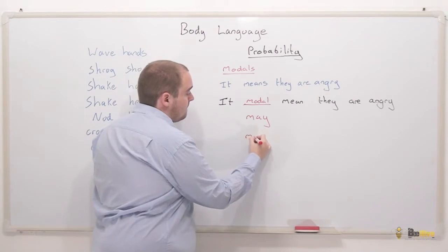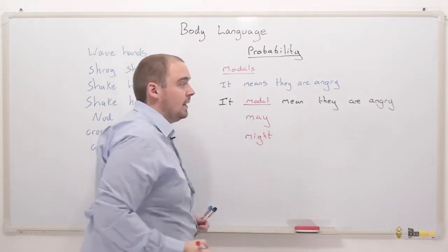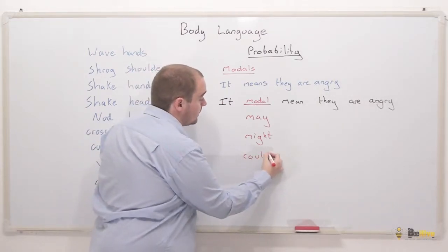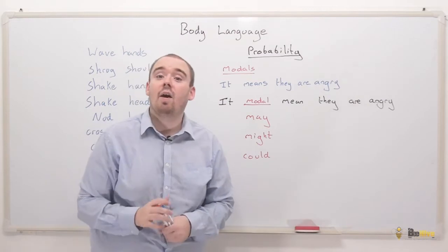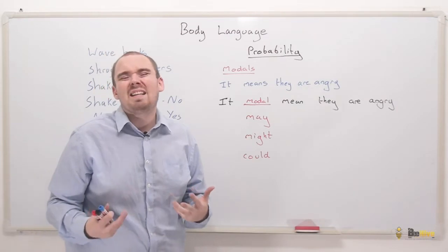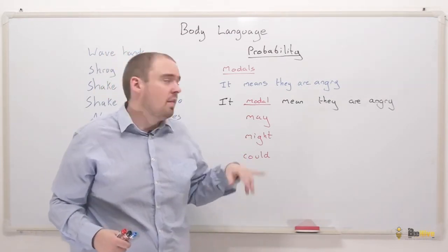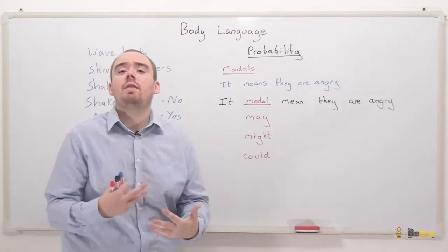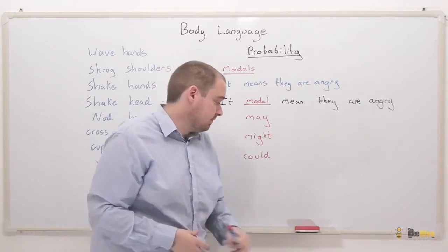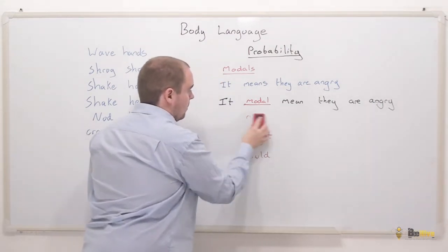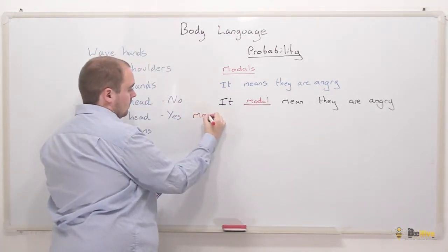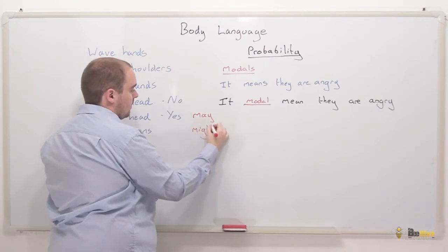It might mean they are angry, or it could mean they are angry. All three of these words mean that we're not sure this is what it means, but we're giving a suggestion. Okay? Now the other time, so let me write these to the side so we can remember. May, might, could.